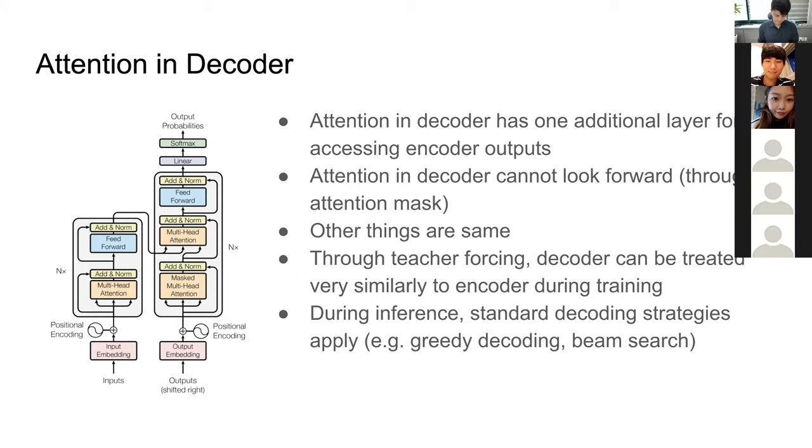One is that when decoders are computing multi-head attention, they not only have to look at the words that are being decoded, but also the outputs from the encoder, right? Because that's the whole point. You have to be dependent on the input encoding. So that's why you have this arrow going into multi-head attention. But before this, you have one more layer of multi-head attention that's just within the decoder.